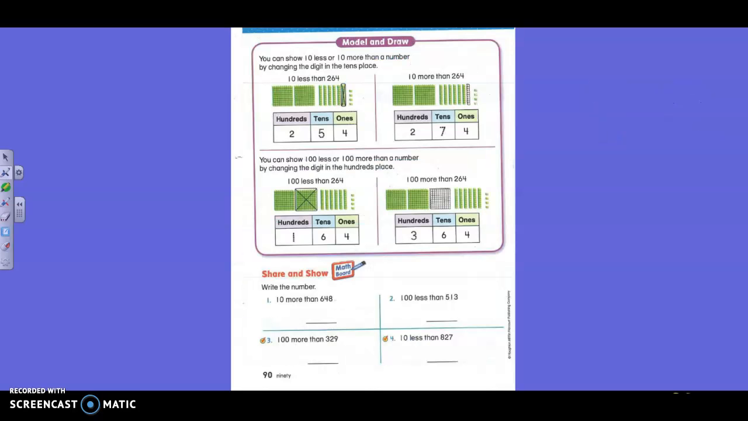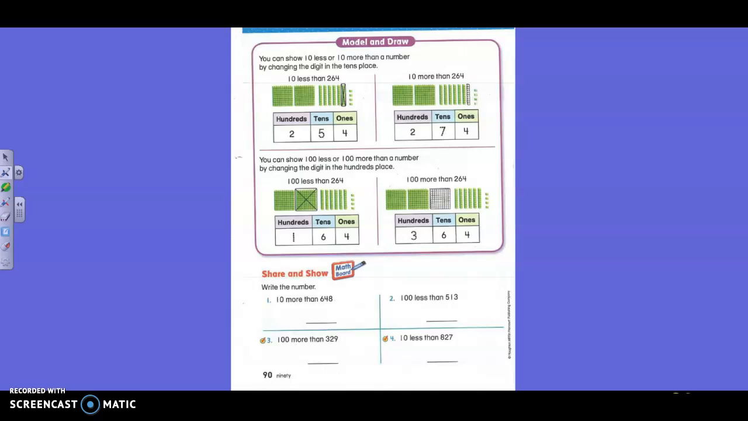Turn your page over. If you put them together, it equals 694. Okay, nice. Yes, it will. All right. So today what we are doing is showing 10 more or 10 less, 100 more or 100 less. Now, watch very carefully so you know what to do on your own. Are you ready? Okay.